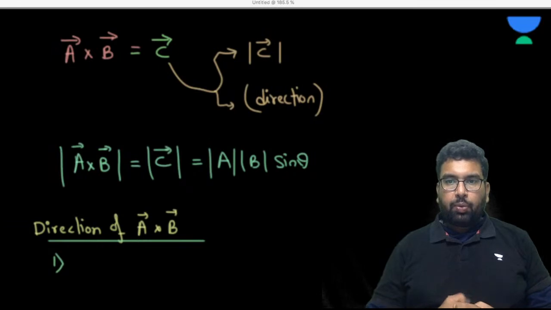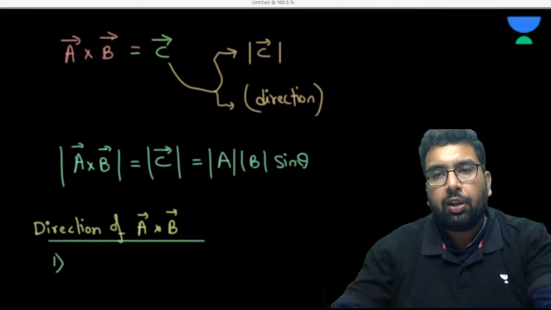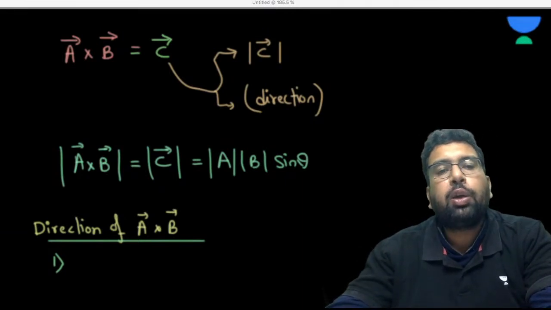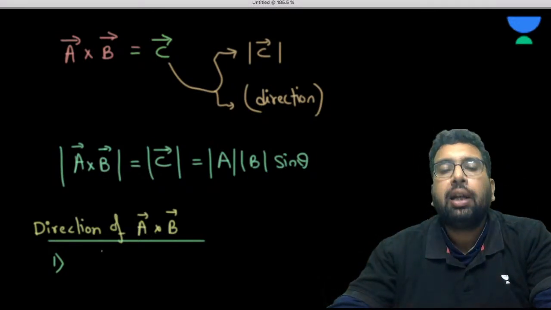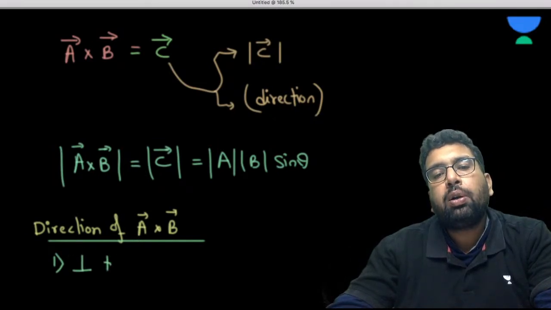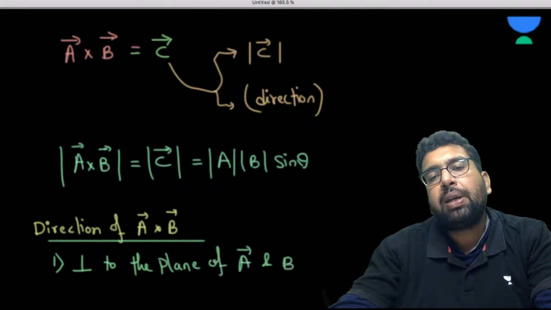Are you getting my point? Two vectors are always in the same plane. So definitely when there are two vectors A and B, these two vectors are going to be in the same plane. So the first information that I want to give you here is that the direction of A vector cross B vector is going to be perpendicular to the plane of A and B vector, both.